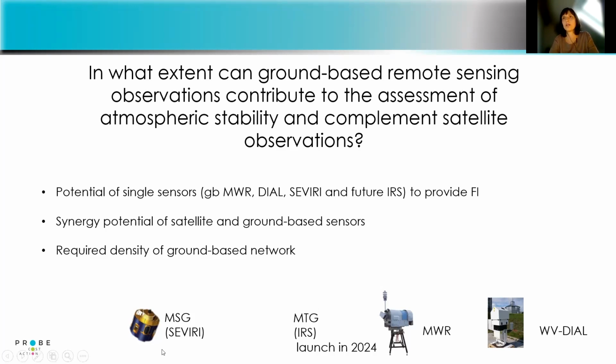The first 2 are satellite sensors. First is SEVIRI, broadband SEVIRI, which is operational in geostationary orbit. The second one is an infrared sounder. It's a hyperspectral sensor, which will probably be launched in 2024. And the ground-based sensors are the microwave radiometer and DIAL. Both ground-based sensors were already introduced by Pauline Martinet in the previous lecture.